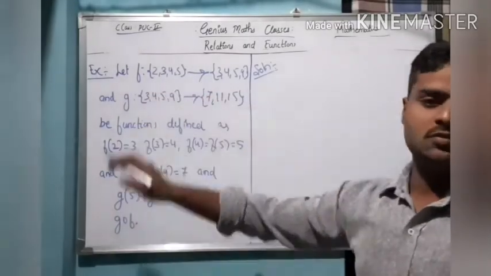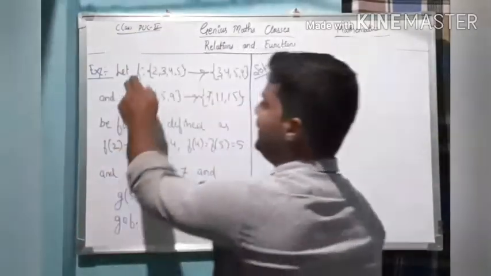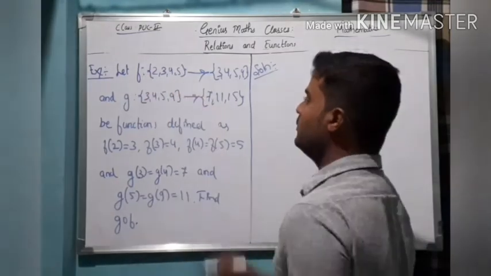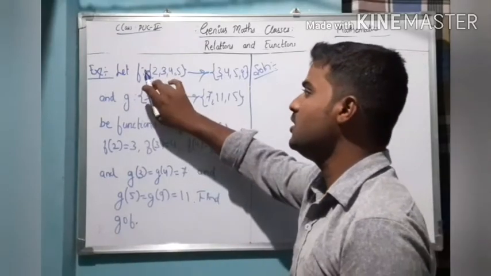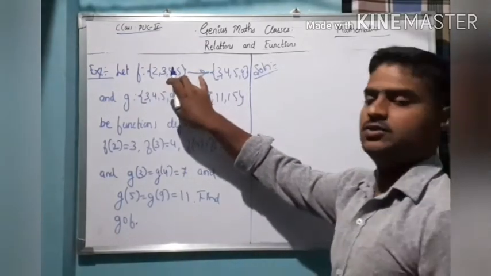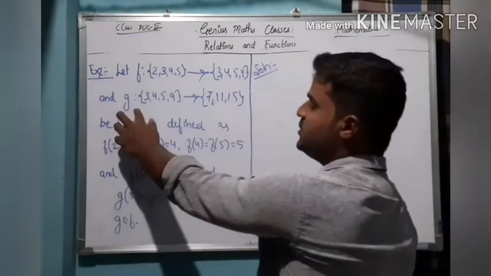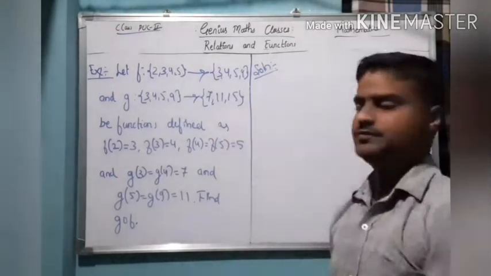Let me solve some examples. First example is, let f, I am defining f from {2, 3, 4, 5} to {3, 4, 5, 9}. This is a function I am defining from {2, 3, 4, 5} to {3, 4, 5, 9}. And another function g from {3, 4, 5, 9} to {7, 11, 15}.